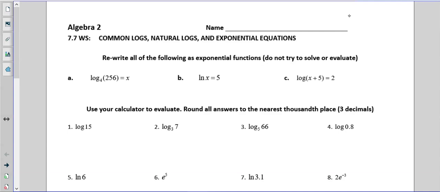So we're rewriting as exponential. Again, we're going to swish and flick. So 4 to the x equals 256. And that's it. Do not solve or evaluate.